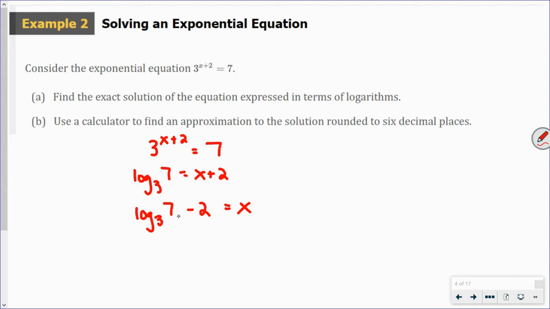Now, when I put this into the calculator, you're not taking 7 minus 2. You're not taking log base 3 of 5. This 7 will actually be in the parentheses. And remember, your alpha window will get you the log of any base. So log base 3 of 7, minus 2, x is about negative 0.228. It says 6 decimal places, 756. Sorry, 752. Okay, so this over here is your exact. This is your estimated.